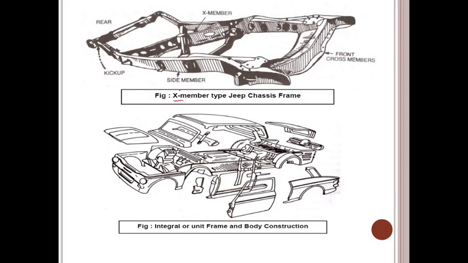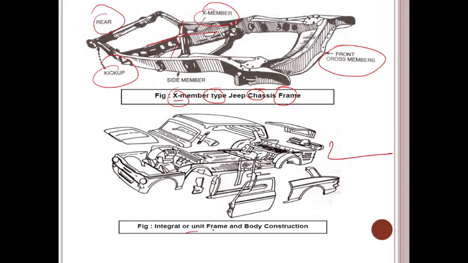This is another X member type of Jeep or chassis frame. This is the front cross member. This is the X shape design. That's why it is called X member. This is the rear. This is the kick up. If you observe in these cars, integral or unit frame or body constructions, these are the interior complete frames of the bodies.